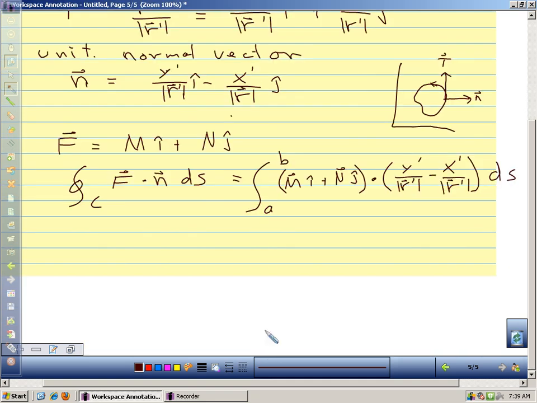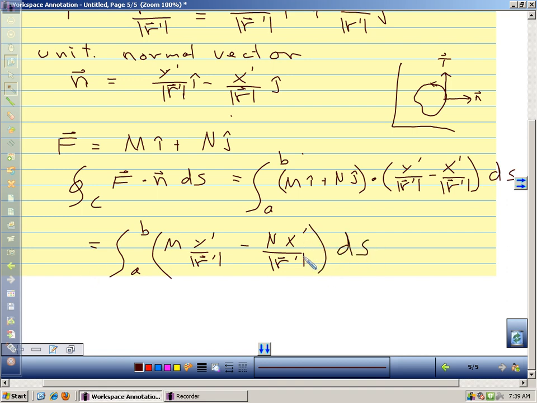When we take our dot product here, this equals the integral from a to b. When we do our dot product, we get M y prime over the length of r prime minus N x prime over the length of r prime. Is M a vector? M is just a scalar function. So this is our dot product times ds.